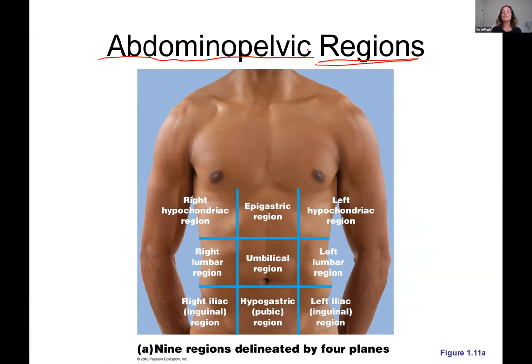So obviously we're going to start with rights and lefts. Remember, it's anatomy, so it's the right and left of the patient. Okay. So we're going to start over here on the right side of the patient. So we have the right hypochondriac region. Let's break that word down. Okay. So we're going to start with the term hypo. Does anybody know what that means? Hypo?